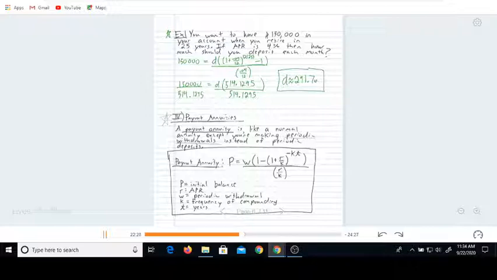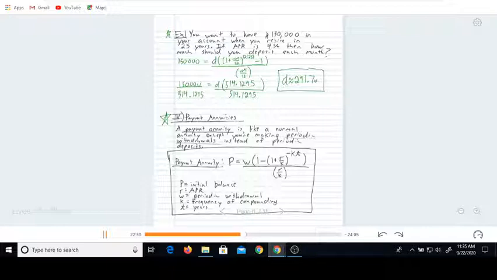But what about after retirement? So you're no longer getting paid by your employer. Instead, you're going to start paying yourself. So that leads us to a payout annuity. A payout annuity is a normal annuity, except instead of making periodic deposits, you will be making periodic withdrawals. You'll be paying yourself every month.